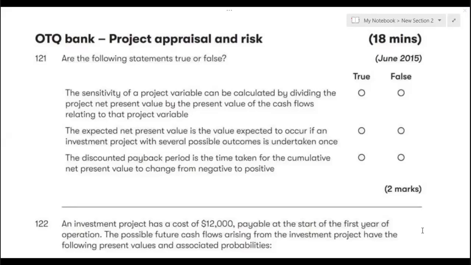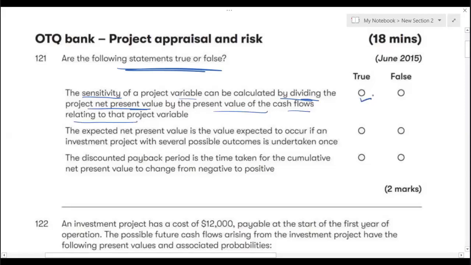Okay, students, in this handout, small, I would say handout, we will be discussing questions on sensitivity analysis as well as payback period. Number 1, are the following statements true or false? The sensitivity of a project variable can be calculated by dividing project's NPV by the present value of cash flows relating to that project variable.